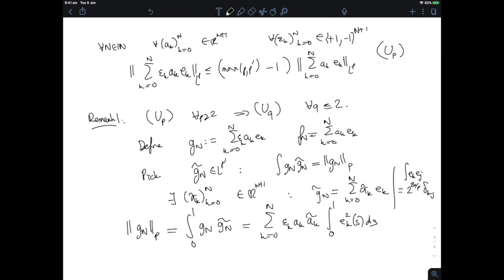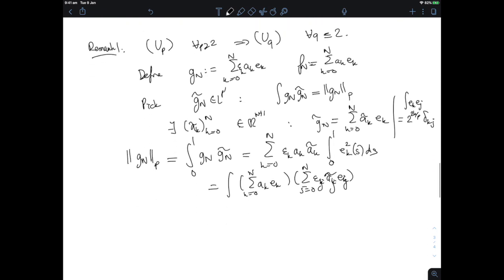All right, so the point here is that because of this orthogonality property in L2, we can rewrite that as the integral of the sum of ak ek, k equals 0 to n, times the sum j equals 0 to n of epsilon j, a tilde j, ej. And so what I've done is that I've moved the epsilon j from being next to the AK in the definition of Gn to moving them into the Gn tilde.